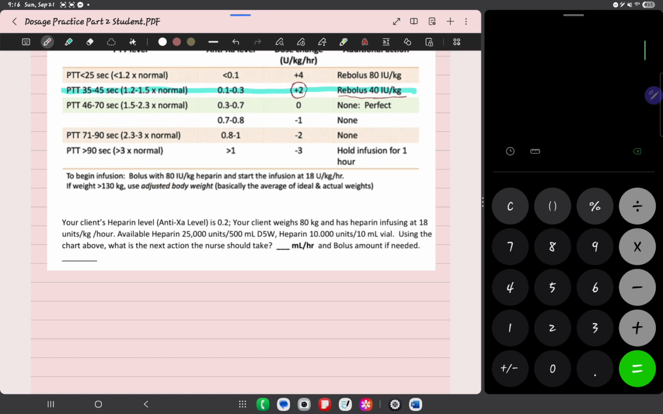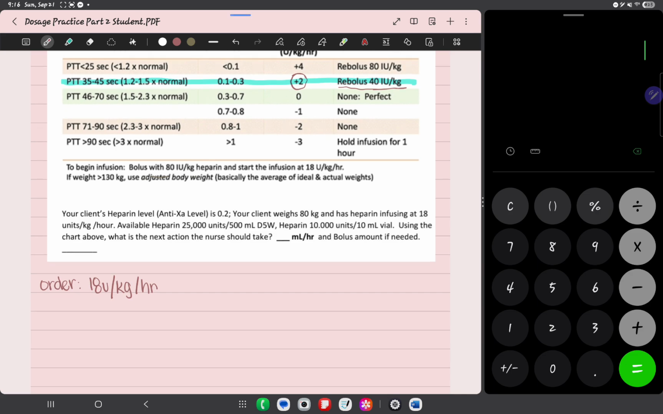So the first one is going to be, okay, so the order is 18 units per kilogram per hour. But it tells us to add 2. So you just add 2 to this. So I'm going to just erase this and change the order to 20.